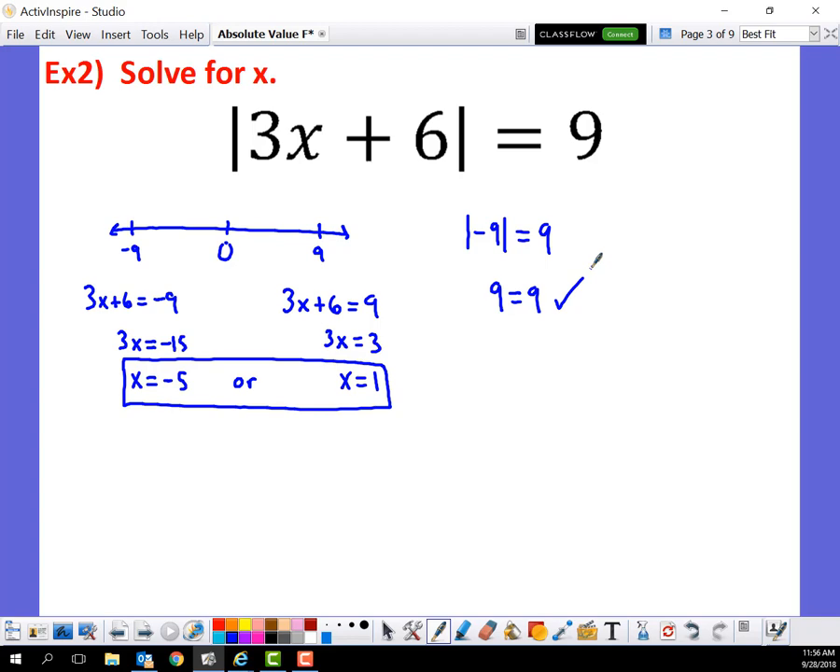So then I take x equals 1, and I can plug that in as well. So I'd get the absolute value of 9 equals 9. So the absolute value of 9 is another way of asking you how far away from 0 is 9, and it's 9 steps, and clearly 9 equals 9. So both of those answer choices work.